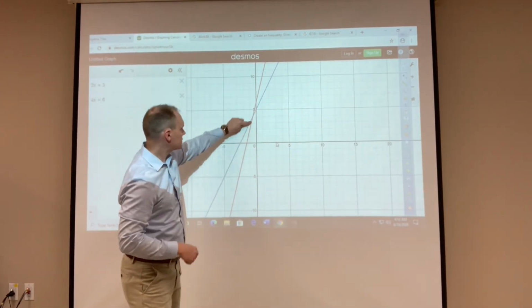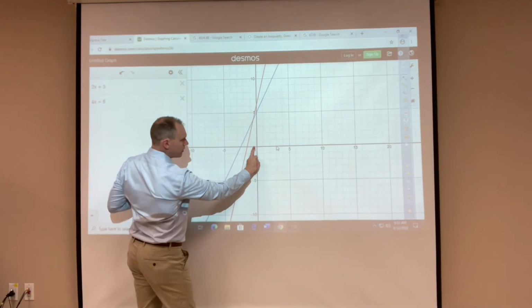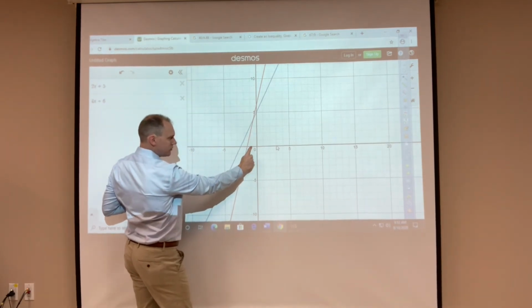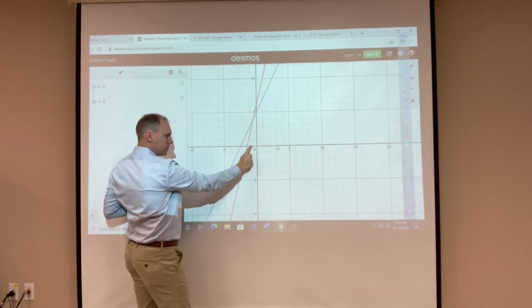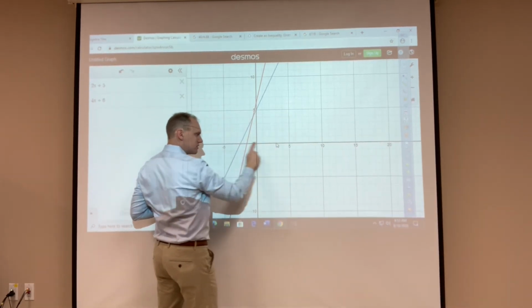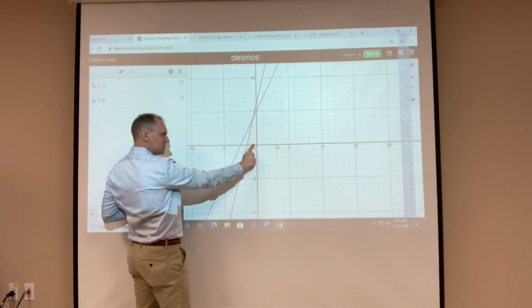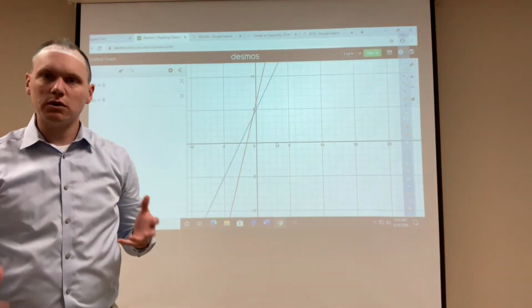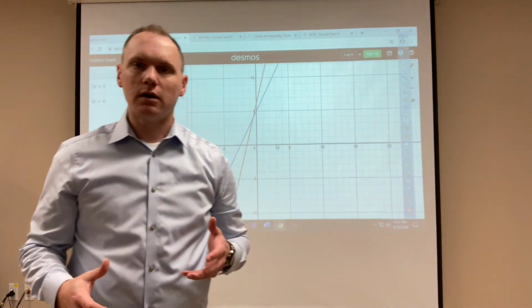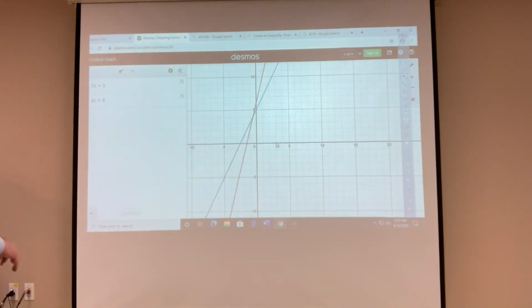So for all x values less than negative 1/2, so to the left of negative 1/2, we always determine it based on the x value. For all x values less than negative 1/2, the blue one is greater than the red one. So that's what it looks like graphically in terms of an inequality.